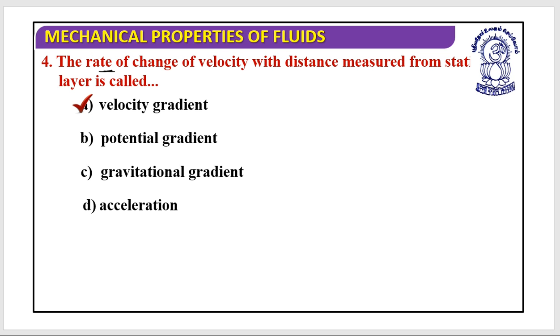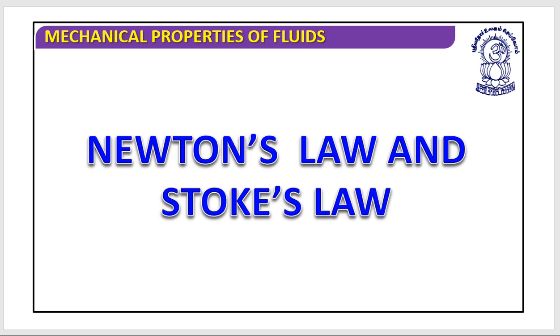Next, the rate of change of velocity with distance measured from the static layer is the velocity gradient, dv by dx. I hope this is clear. Do you have any doubts? Great. So let's now discuss two very important laws.